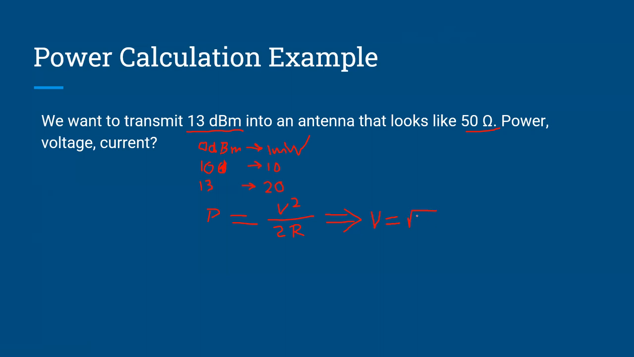Okay. Now current, that can easily be found from the voltage, right? Right. So that would be V over R, which is square root of 2 over 50. Right. Okay.